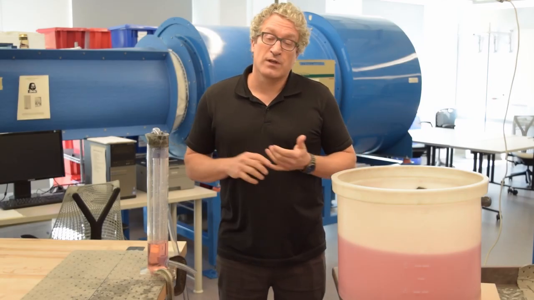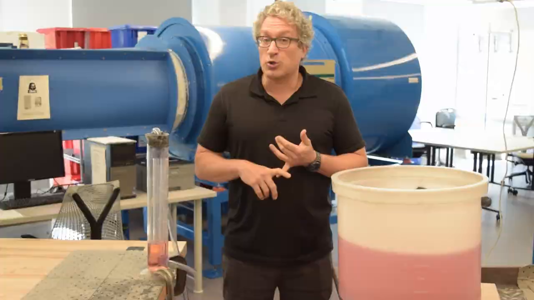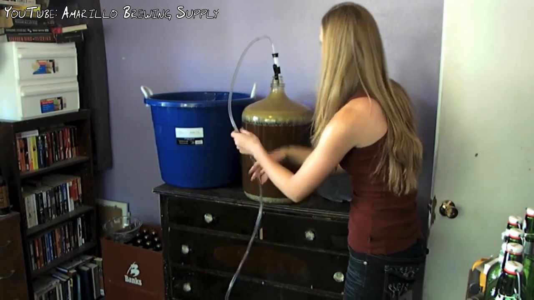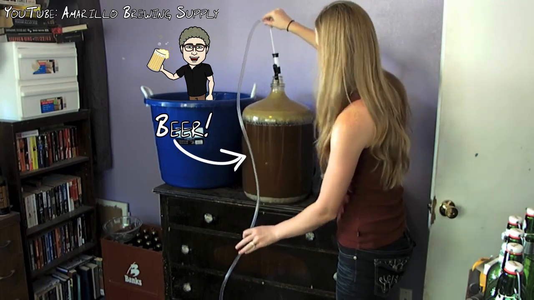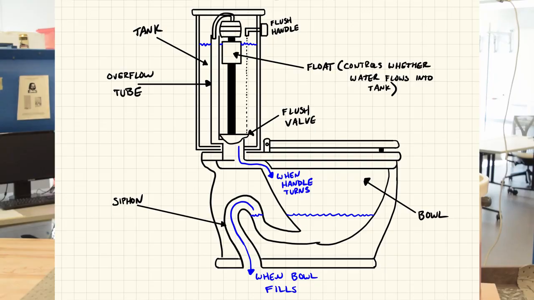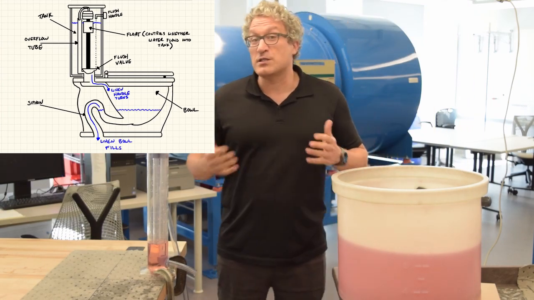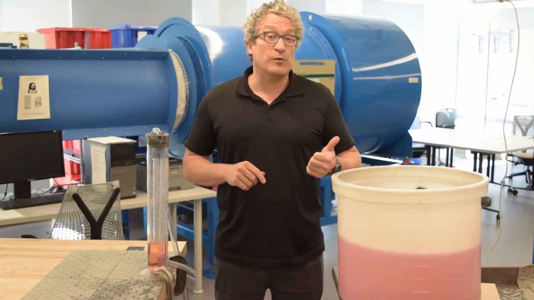Siphons are ubiquitous. You can use siphons to clean your turtle tank. You can use siphons to get fluid out of your primary fermentation of your home brew and into your secondary fermentation. The toilet that you use every day is a siphon. And in fact, the way that the toilet works and the way a siphon works is what causes a toilet to sound the way it does, different from your sink or your drain.